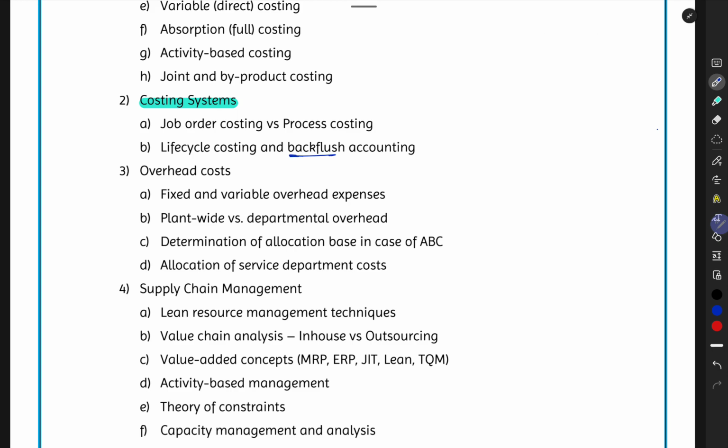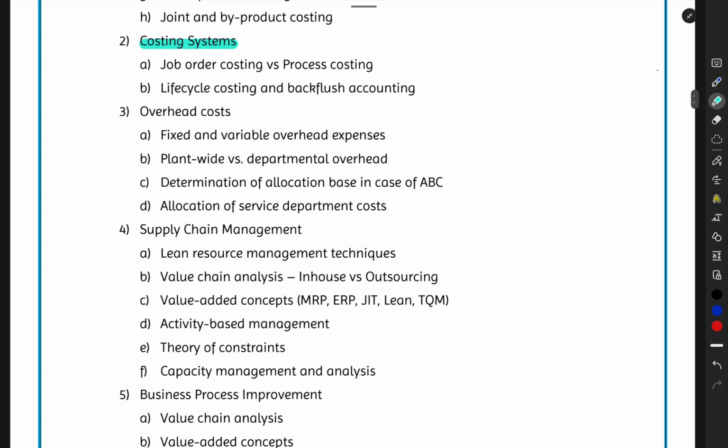And then you have something called backflush accounting, which is an interesting concept, which is very rarely tested. Once in 10 attempts they'll test backflush accounting. So we'll just discuss the definition of that in your syllabus. Do not worry now. Then we talk about overhead costs.